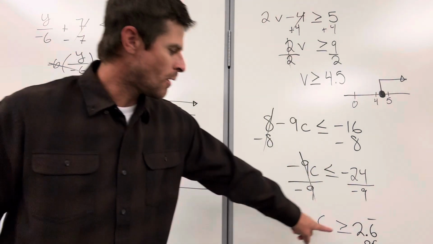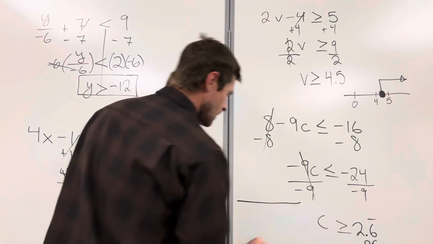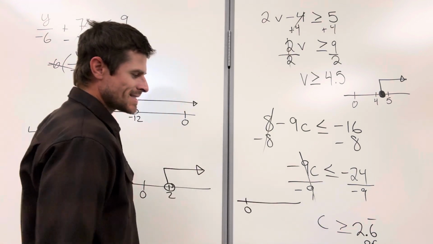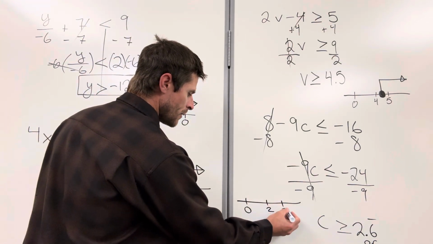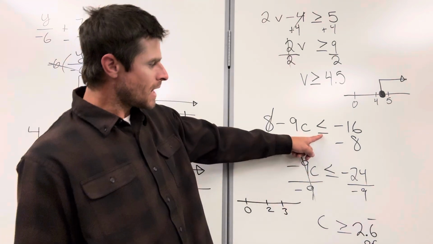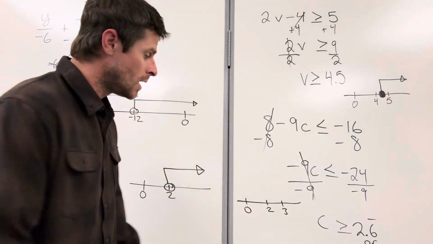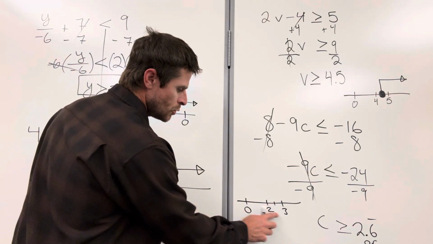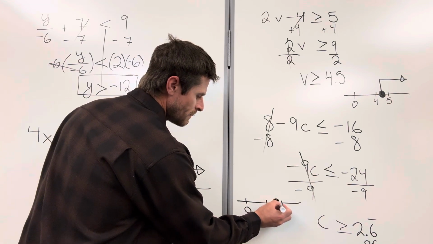So how would I graph this one? I got to draw my number line out. I'm going to put 0 down. 2.6 repeating. That falls between 2 and 3. And because I have the line underneath my inequality symbol saying or equal to, I need to include that value. So I'm going to go a little bit beyond halfway. 2 and 3, halfway is right there. So I'm going to go a little bit past that. I'm going to fill in my circle.